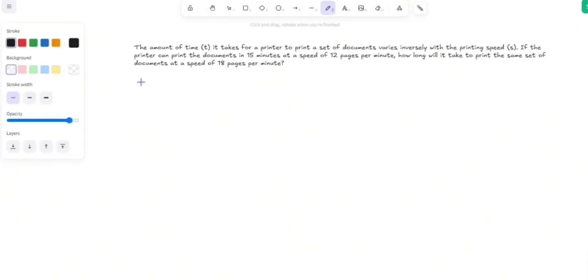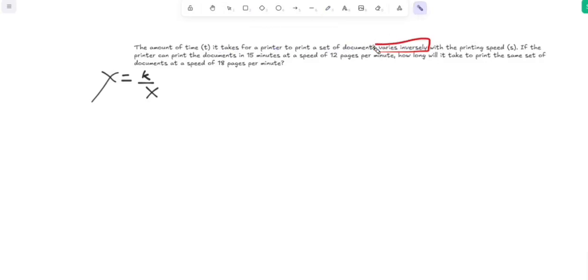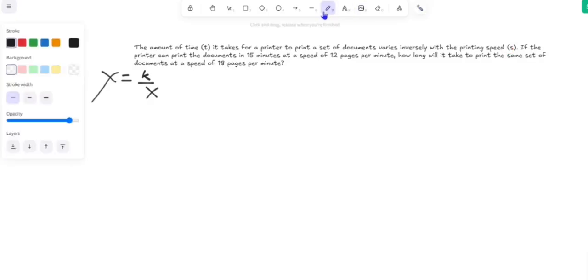Let's write the form of inverse variation, which is y equals k over x. So ang y natin dito ay t, kasi t varies inversely with s. So t equals k, our constant, over s, our value.